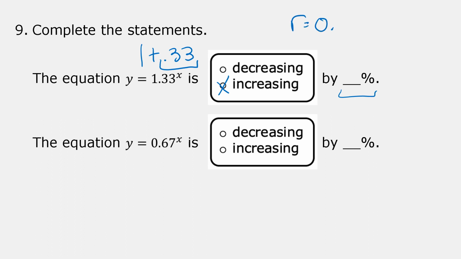So if r is 0.33, how do I change a decimal into a percent? You move the decimal over 2 to the right. Yeah, you can move the decimal over 2 to the right. That's the same thing as multiplying by 100. So 0.33 written as a percent is 33%. So if we're adding our r, it's going to be an increase. For the second one, we were subtracting the 0.33, so that's going to be a decrease, and it's the same 0.33, so we're decreasing by 33%.